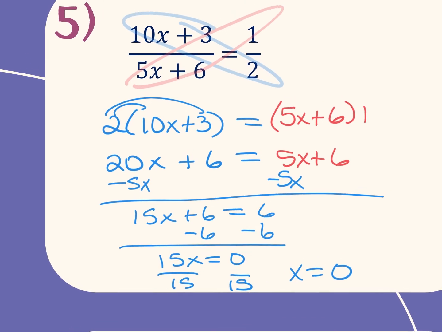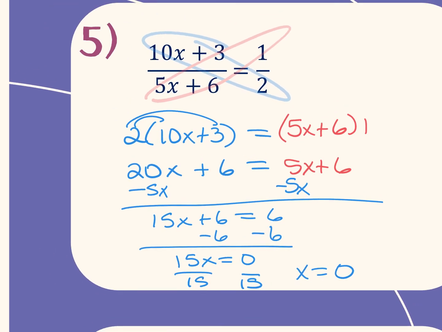Now, when I go to do the check, because I do have a variable here in the bottom, when I plug in 0, right here, and when I do 5 times 0, I get 0, but then when I add 6 to it, it doesn't make the denominator 0, it makes it equal 6. So this is still a defined problem, so it's okay. So x equals 0 is a good answer.